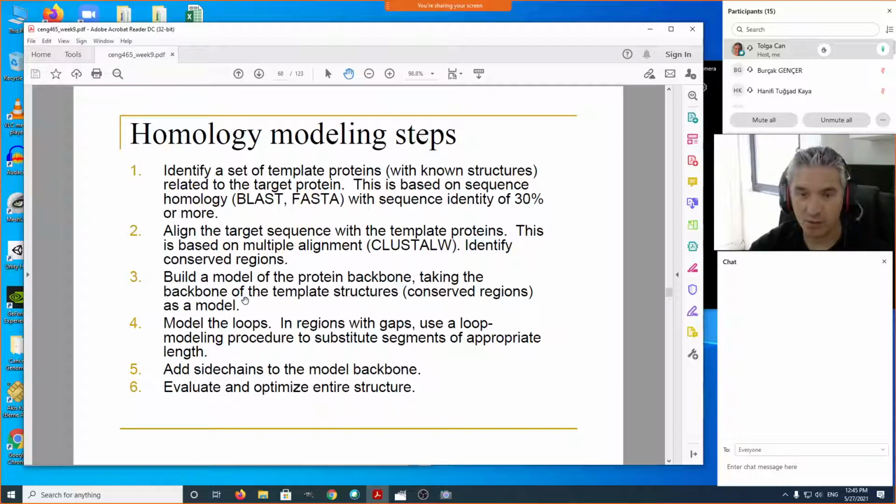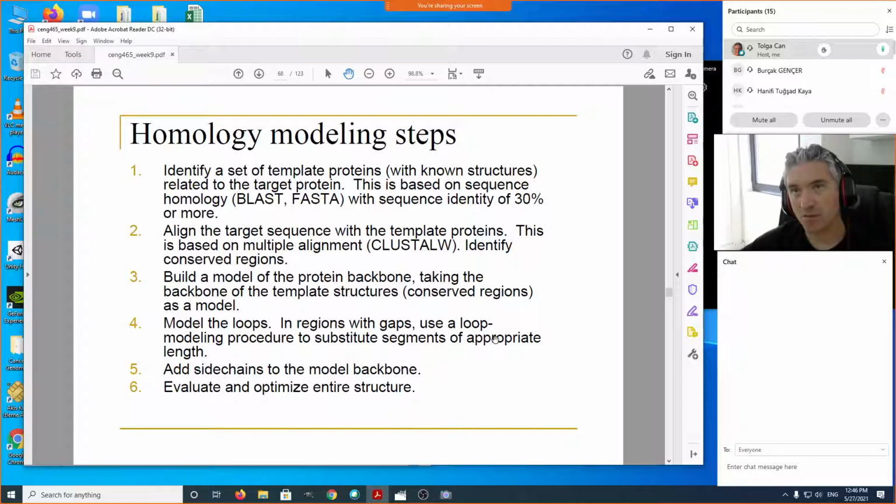Then we model those gaps by using chemical properties, or whether we know the amino acid types in those connecting regions. We see how most efficiently we may use those amino acids to bridge those gaps. Okay, so there is a loop modeling procedure, which I'm not going to go into detail, but if we have gaps in our templates, there's a loop modeling procedure to substitute those segments with appropriate length by using the amino acids in our target sequence.